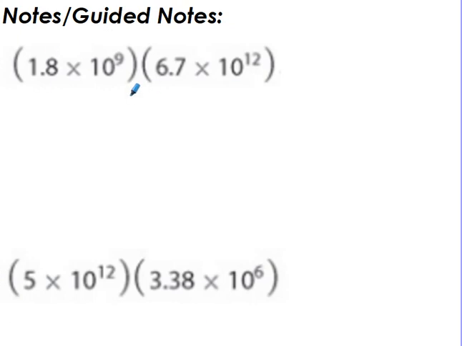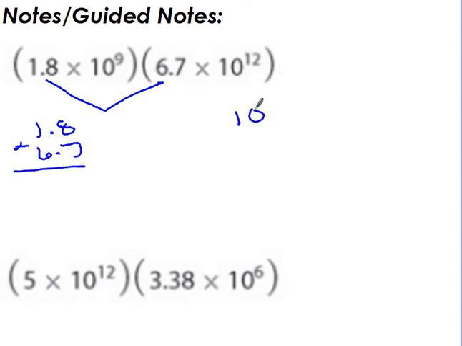When we multiply, you're allowed to multiply in any order you want, which is kind of nice for the purposes of what we're doing right now. So for multiplication, I can just multiply the decimals, and then I can do 10 to the 9th times 10 to the 12th. So really what I'm doing is 1.8 times 6.7, and then I'm also doing 10 to the 9th times 10 to the 12th. Now, reminder, when we multiply numbers with exponents with the same base, we're really just taking those exponents and adding them together. So that's going to give me 10 to the 21st power, because 9 plus 12 is 21.